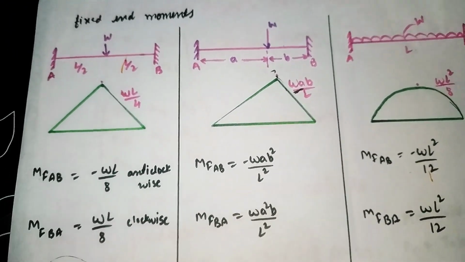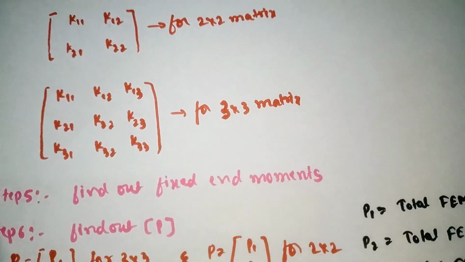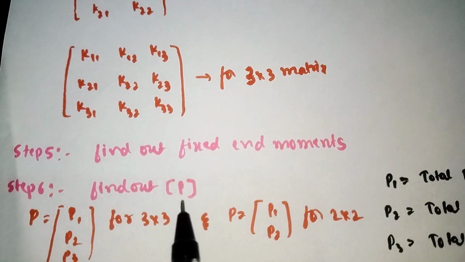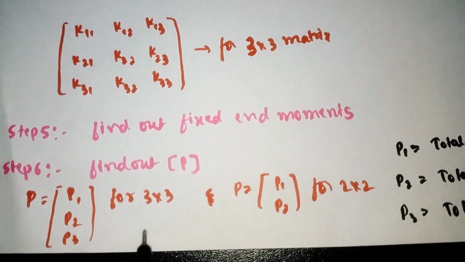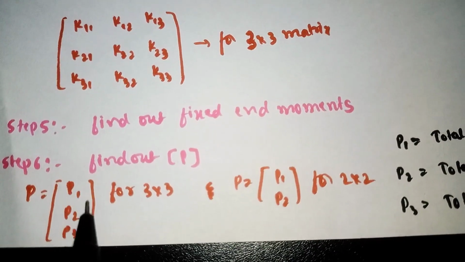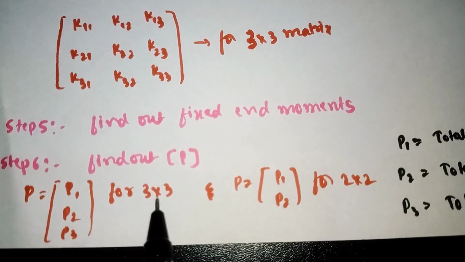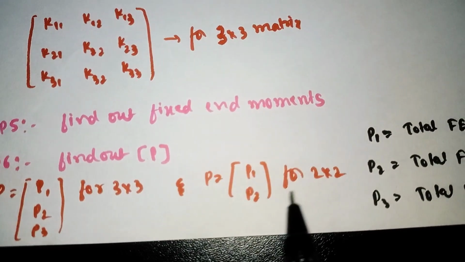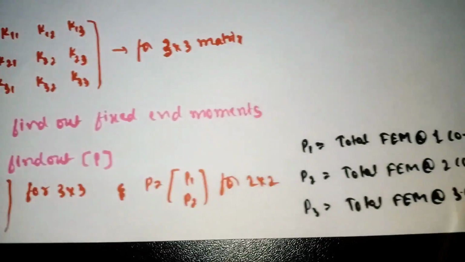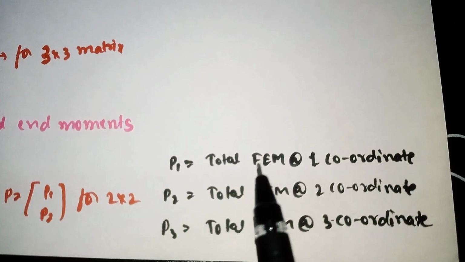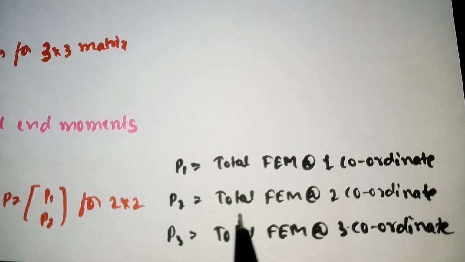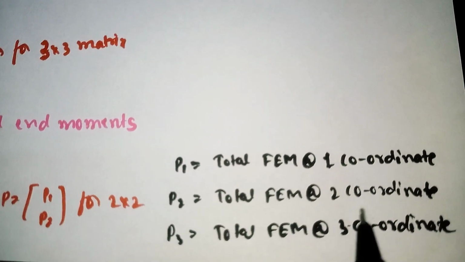While analyzing, I will tell you how to calculate the fixed end moment. Our step number 6 is to find the P matrix. The P matrix is P1, P2, P3 for a 3 into 3 matrix, so we need to apply this formula. For a 2 into 2 matrix, we need to apply this formula. P1 is the total fixed end moment at coordinate 1, and P2 is the total fixed end moment at coordinate 2.